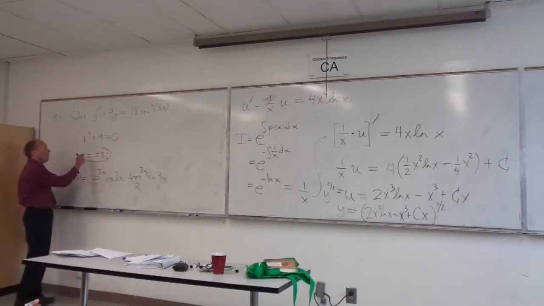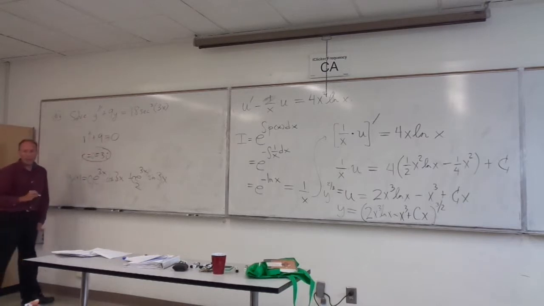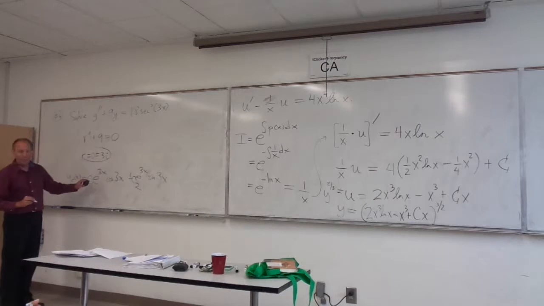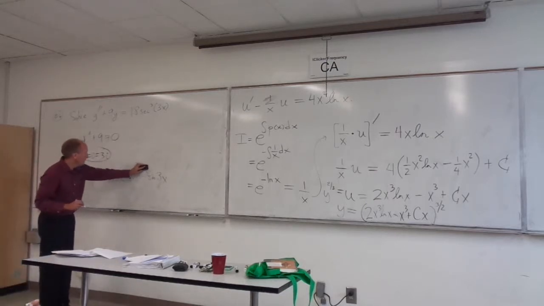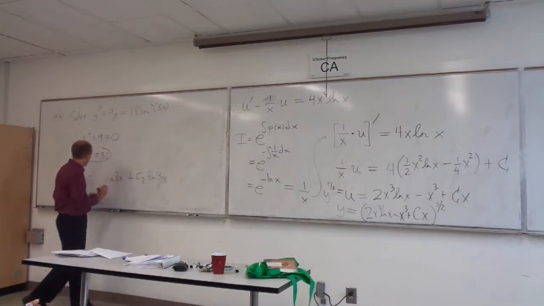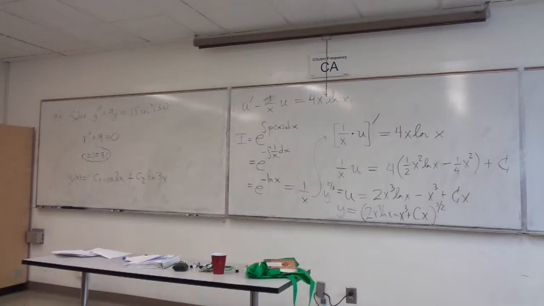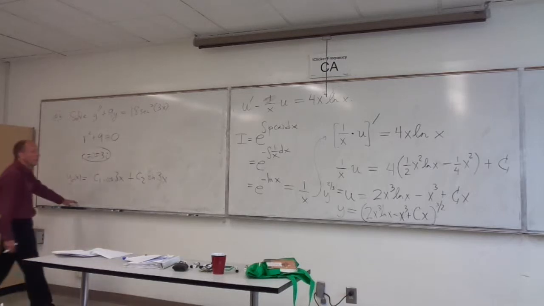This is r equals 0 plus or minus 3i. So what should I be taking off of here? There's no exponentials here, right? So this is really what you should have right here. Okay, so c1 times the cosine of 3x plus c2 times the sine of 3x. Okay, so that's my complementary function.